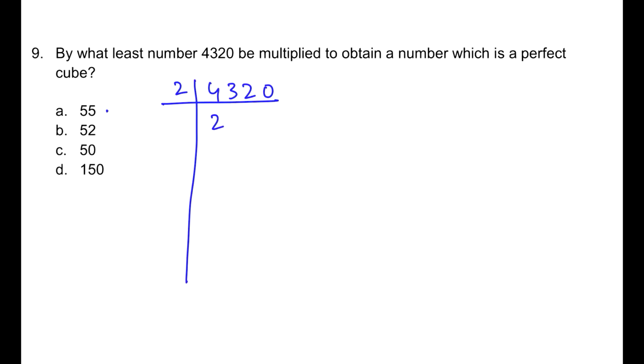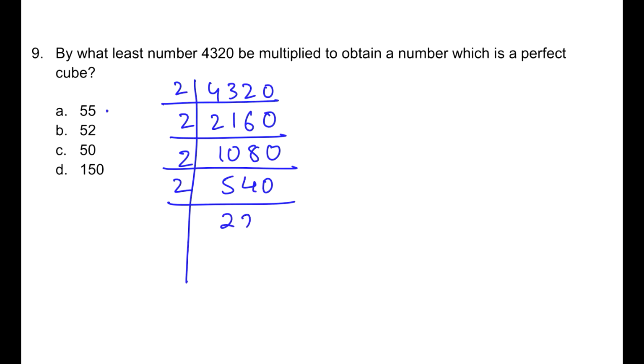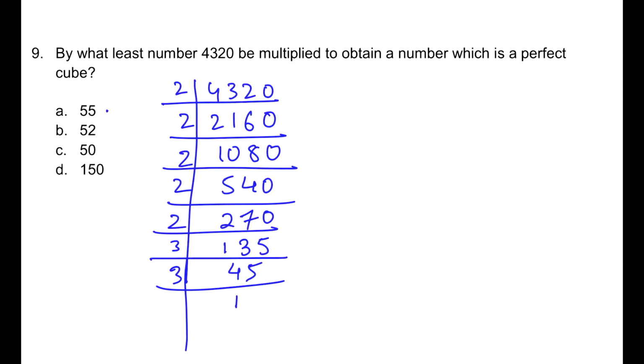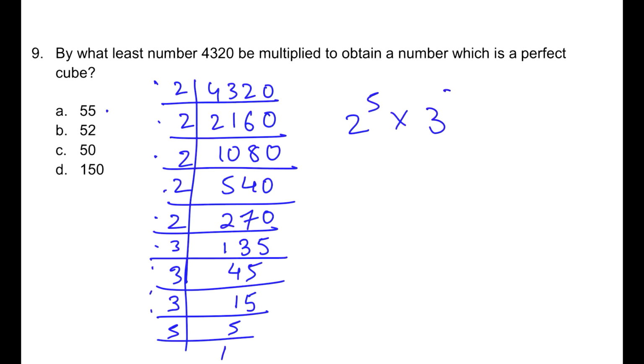So let's get started. Dividing by 2 repeatedly, we continue until this one is not divisible by 2 anymore, but is divisible by 3. Continuing with 3, and then with 5. Done. So that means I have, if you check very carefully, 2 to the power 5 multiplied with 3 to the power 3 multiplied with 5 to the power 1.